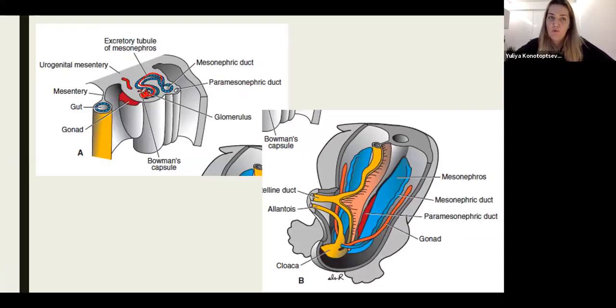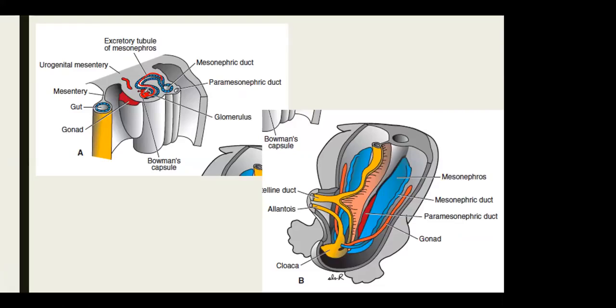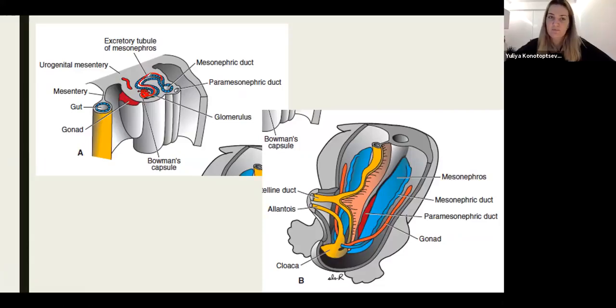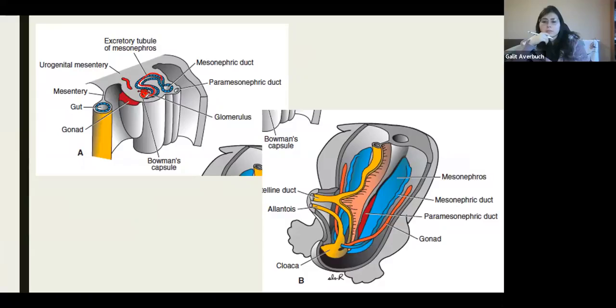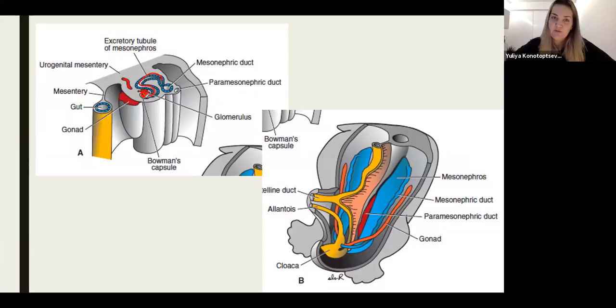Could you tell me, where did these blood vessels come from? What will give rise to these blood vessels? Mesoderm. Which kind of mesoderm? Where we are, where did the structure come from? Intermediate mesoderm. That means that intermediate mesoderm will also give rise to this blood vessel.